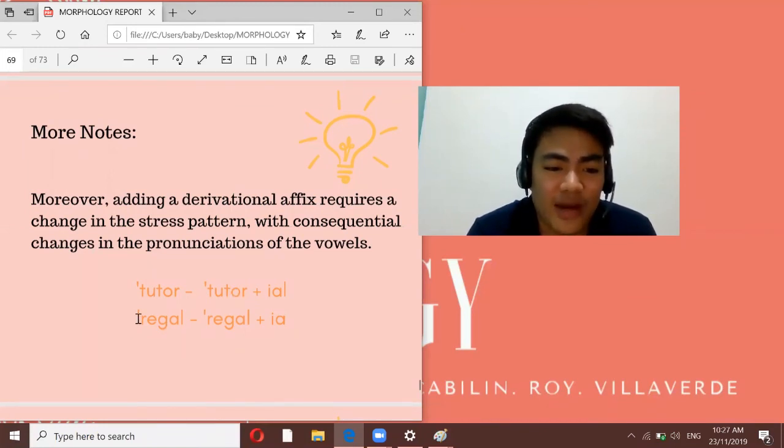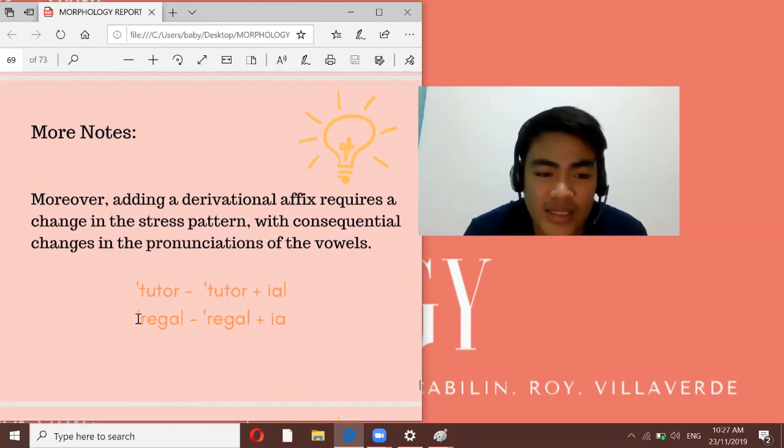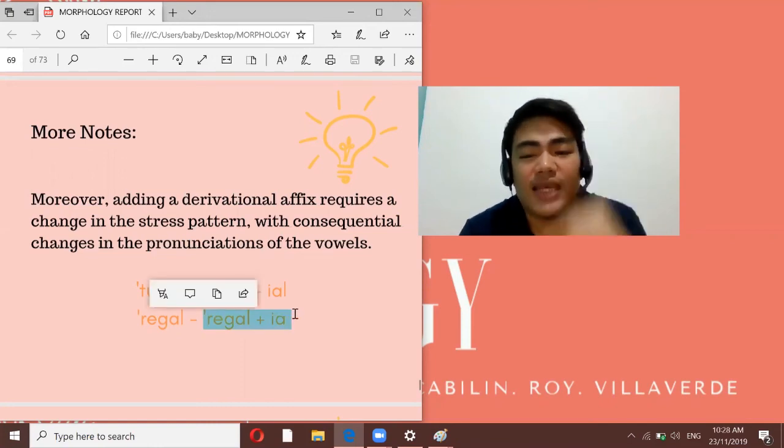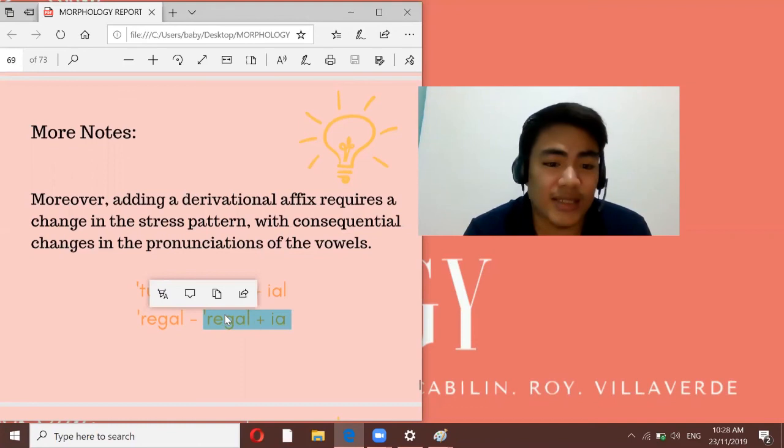Another example, we have regal, stress is in the first syllable, but for this word regalia, the stress is in the second syllable.